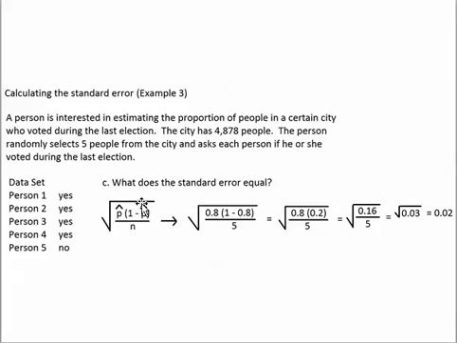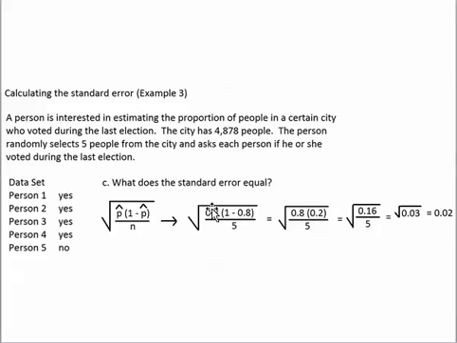So this is the formula we'll be using for the standard error. First, we plug in our sample proportion, p hat, which is 0.8. We subtract 1 by p hat in the parentheses. And it comes out 1 minus 0.8 is 0.2. Next, we multiply the 0.8 by 0.2, and we get 0.16. We divide that by 5, and we get 0.3, and the square root of 0.3 is 0.02. The standard error is 0.02.